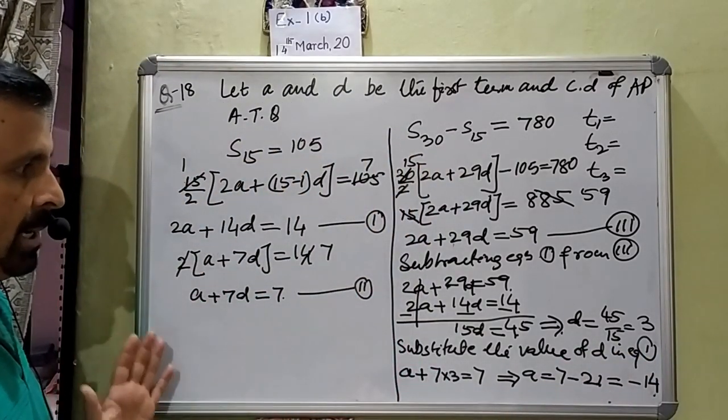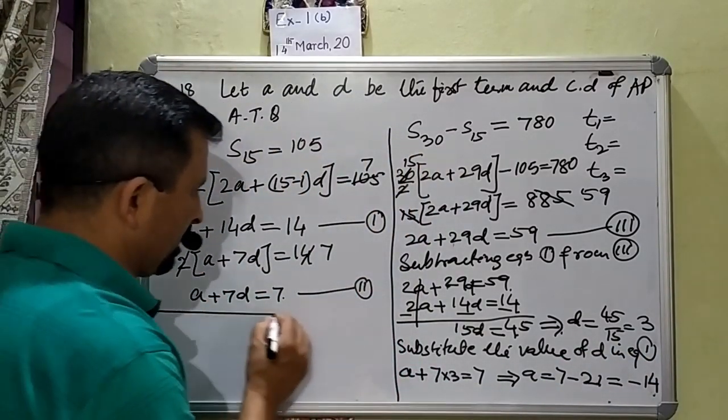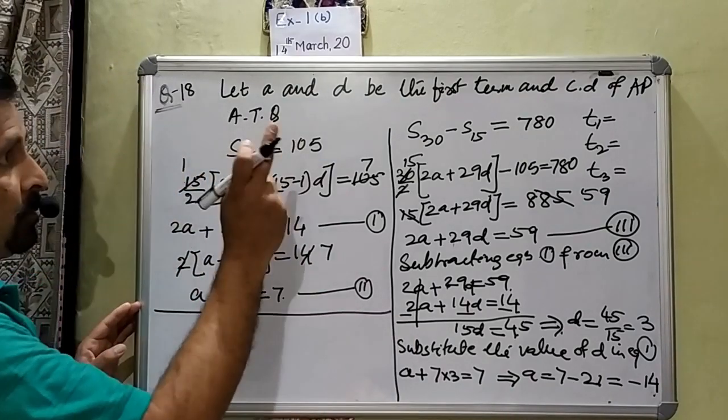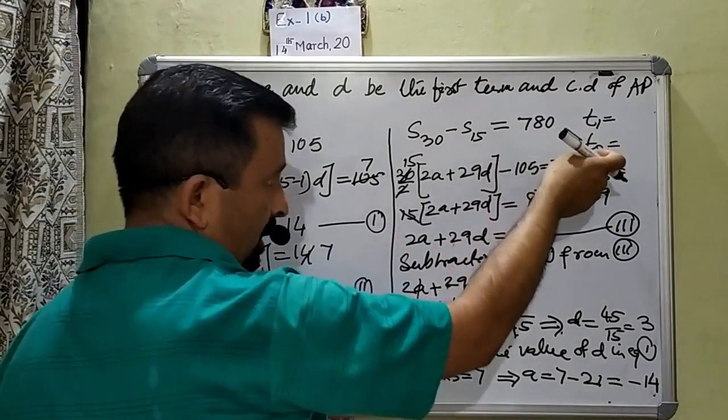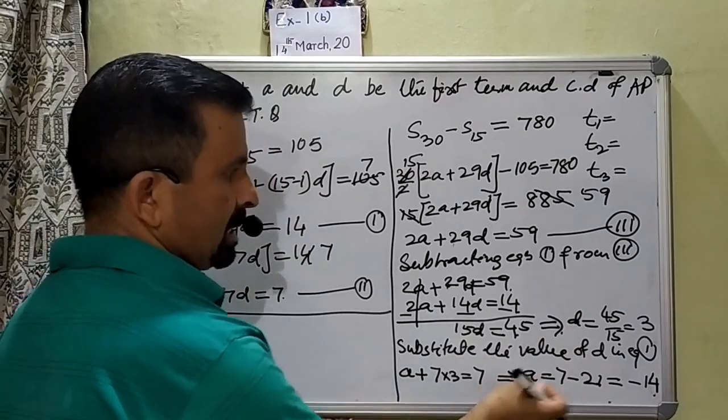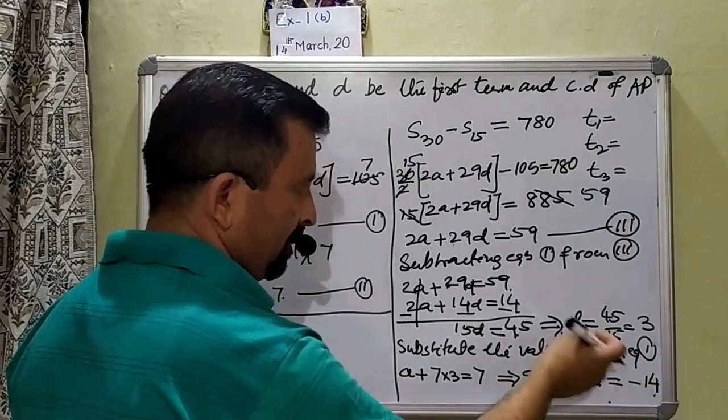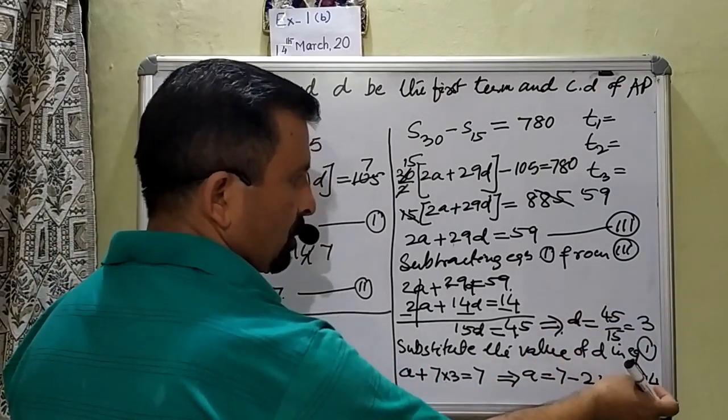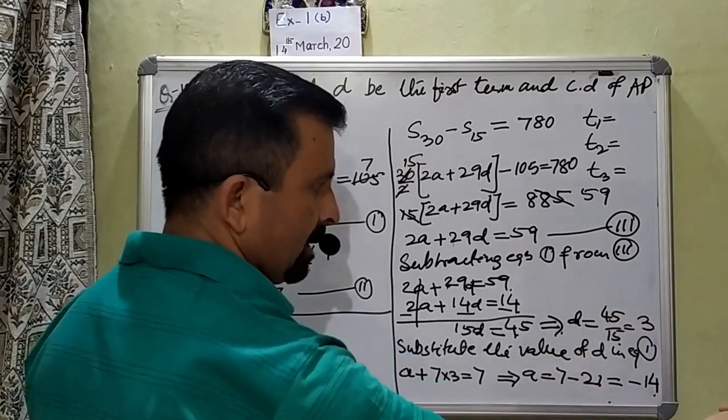So now we are done. Now finally we can get the answer. The question was to find the first three terms, that means T1, T2 and T3. You know that a is the first term. So if this is the first term, and because the common difference is d, we will just go on adding 3, 3, 3 and we will get the next terms.